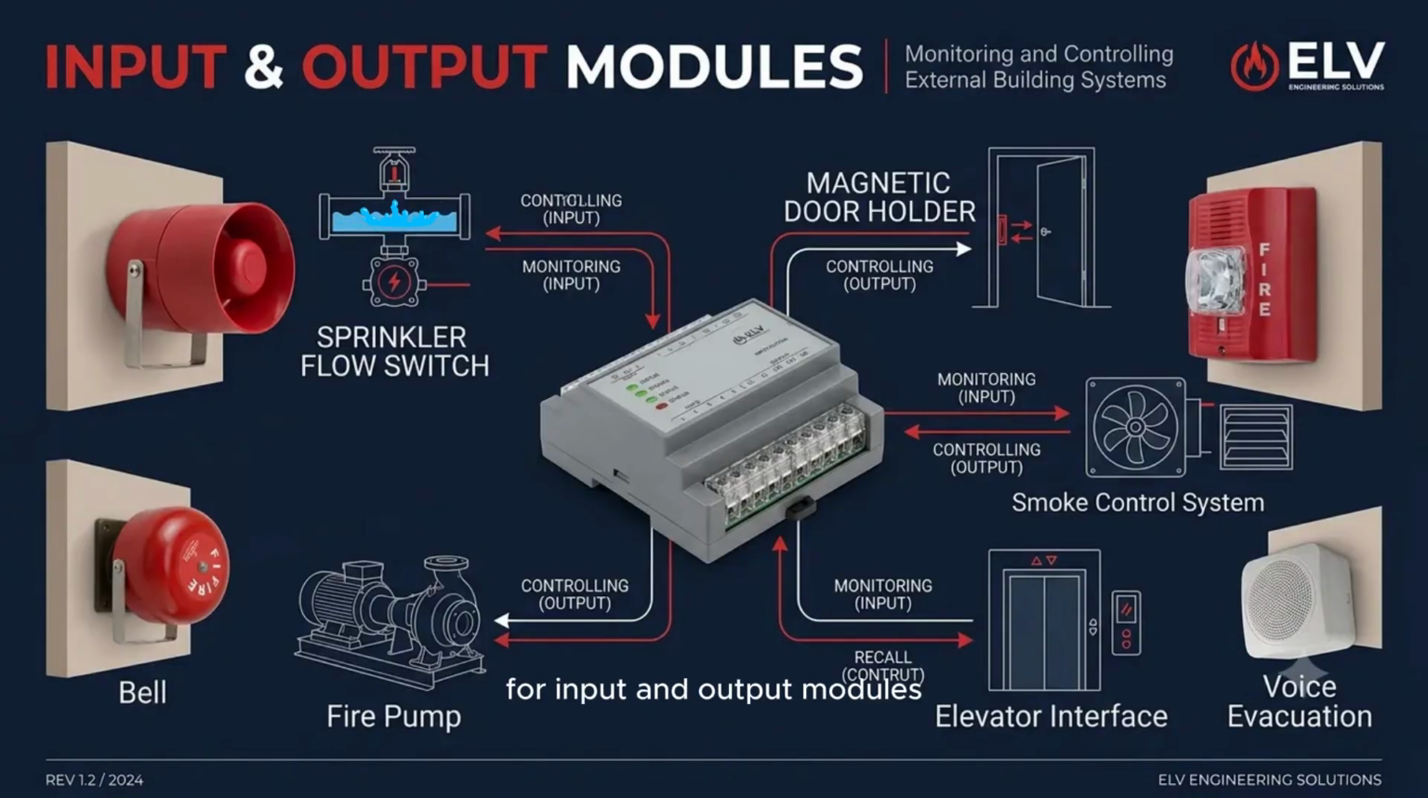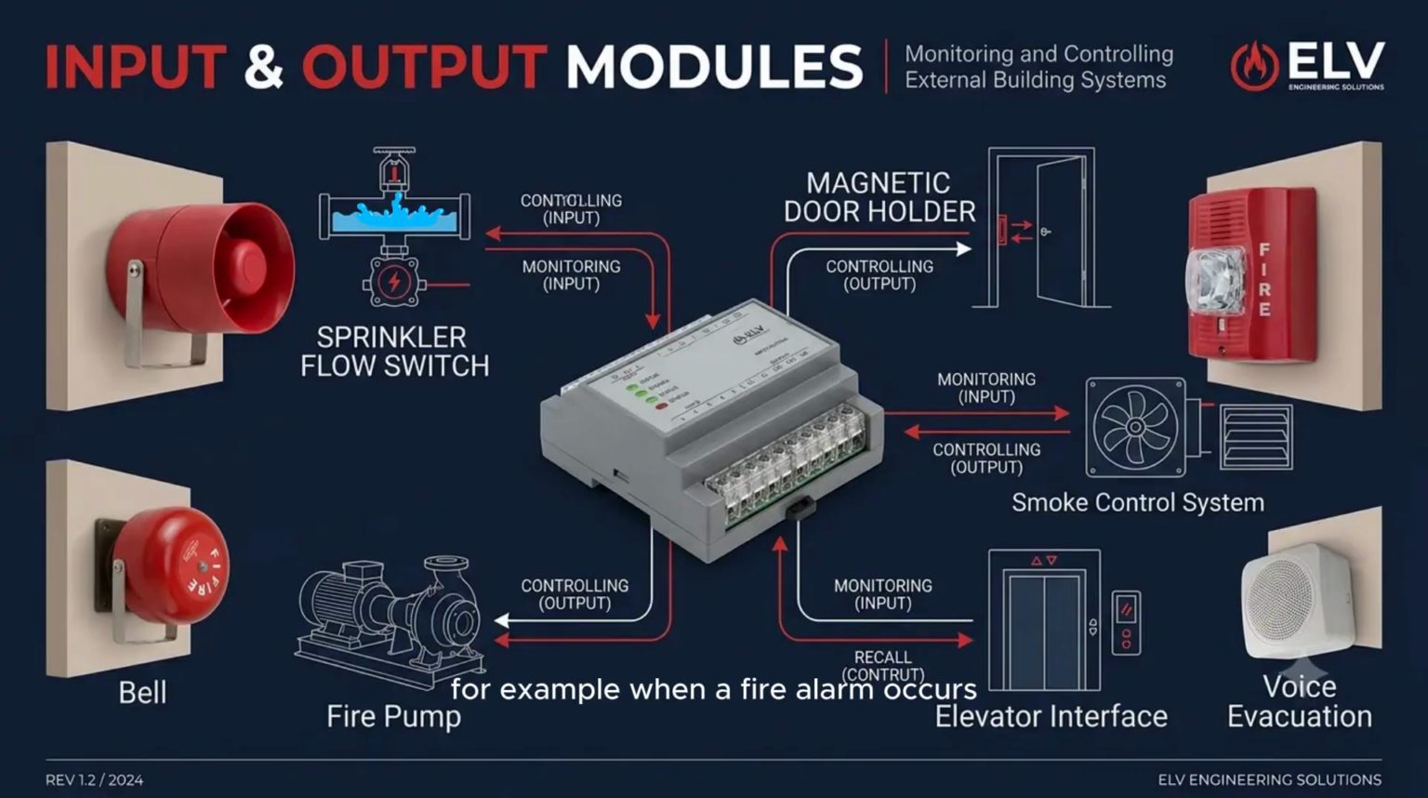4. Input and output modules. Now let's talk about input and output modules. In an addressable fire alarm system, modules are very important because they allow the fire alarm system to communicate with other systems. For example, an input module can monitor equipment such as a sprinkler flow switch, fire pump status, or other external signals. An output module can control equipment such as magnetic door holders, smoke control systems, elevators, or other interfaces depending on the project design and applicable fire strategy.